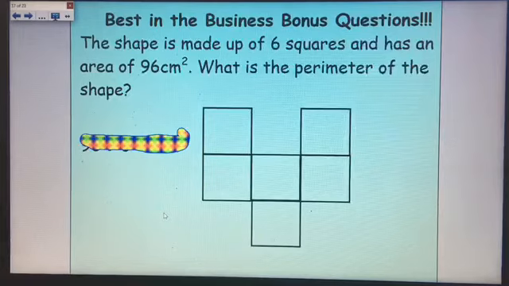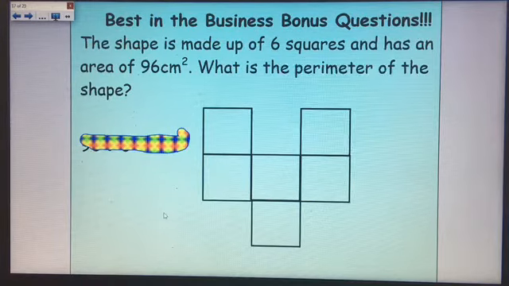Okay, so next question. The shape is made up of 6 squares and has an area of 96 centimeters squared. What is the perimeter of the shape? So press pause if you want to crack it on your own. I suggest even if you want to just draw these shapes or things like that, if it helps, then go for it. If not, I'm going to go for it now.